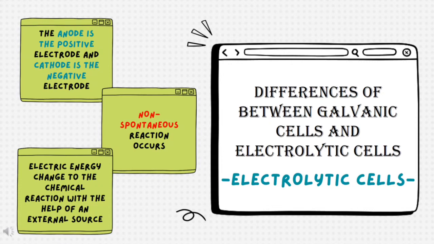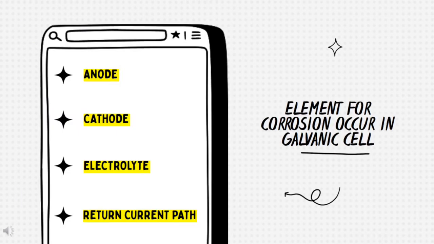There are four elements necessary for corrosion to occur in a galvanic cell. The anode is the electrode of galvanic reactions that generates electrons. Next is the cathode, where the electrode receives electrons. The electrolyte is the conductor through which current is carried. Lastly, the return current path is the metallic pathway connecting the anode to the cathode. All four elements are necessary for corrosion to occur. Removing any one of these elements will stop the current flow and galvanic corrosion will not occur.